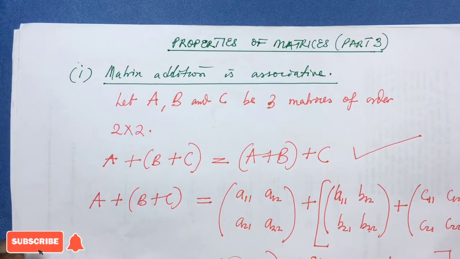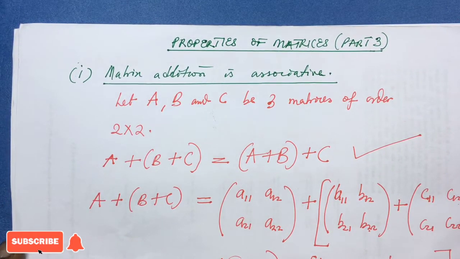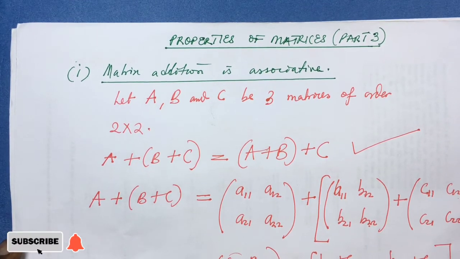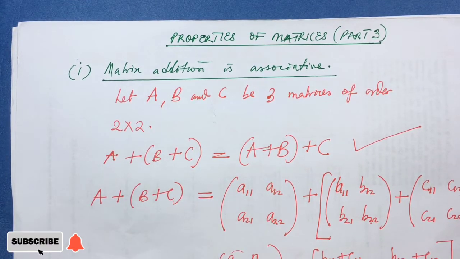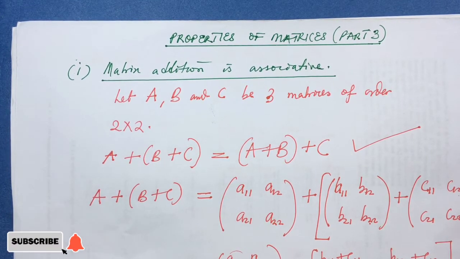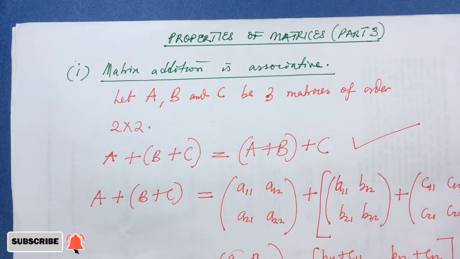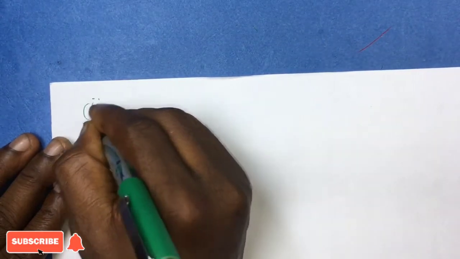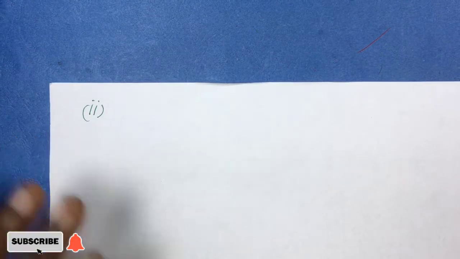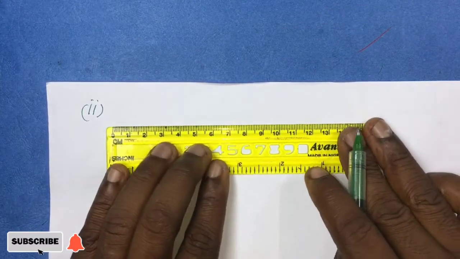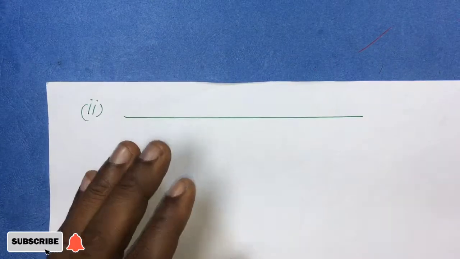Now let us go over to the next thing I want to show you. The next thing I want to show you is about matrix distributive property. Okay, I want to show you the distributive property of matrices. Okay, so let's see what that property says. That property, that is property number 2, says that matrix multiplication distributes over addition.